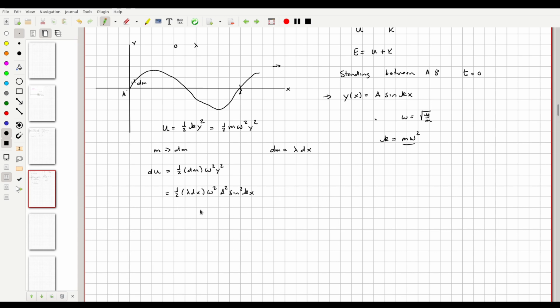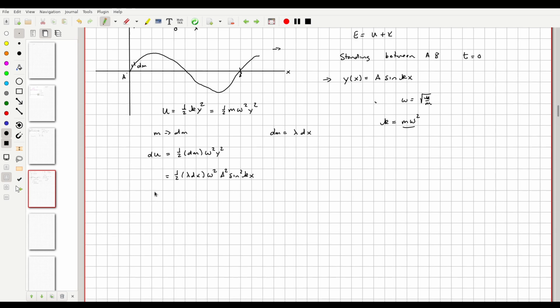So if I integrate both sides, if I integrate du, what I'm going to end up with is the potential energy just for one wavelength. So I'm going to call that u sub lambda. On the right hand side, I have a whole bunch of constants. For example, 1/2 is a constant. The wavelength is a constant. Omega squared is a constant. A squared is another constant. So really what I'm integrating here, over one wavelength again, is sine squared of kx dx.